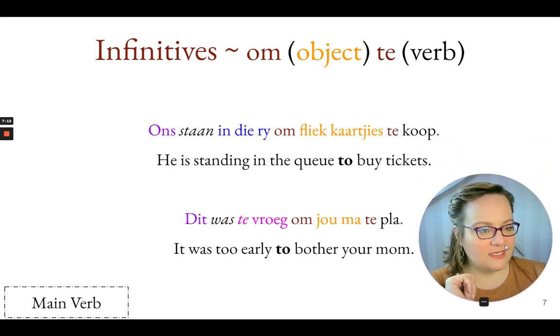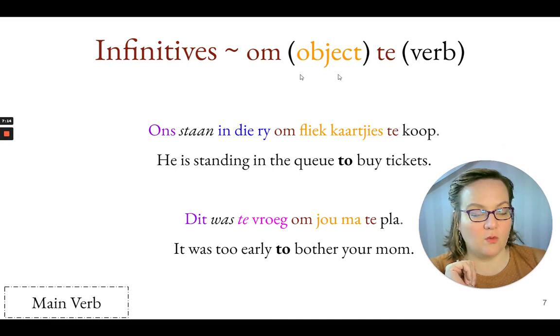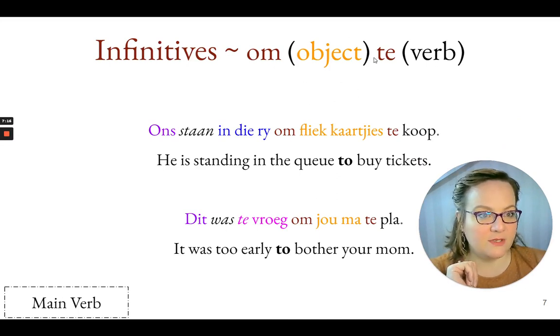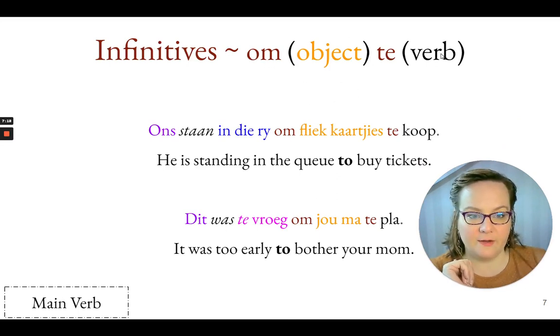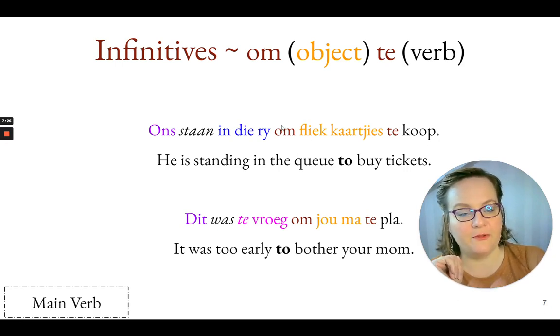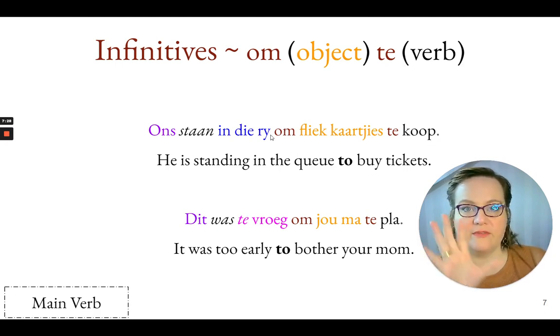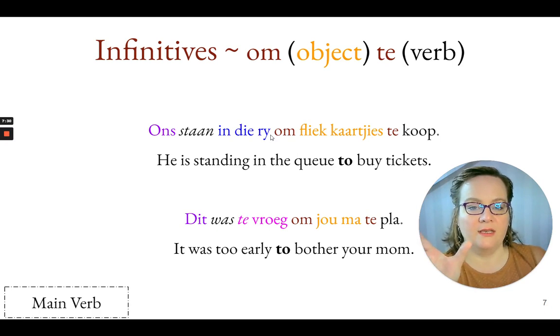Now let's look at this one where you have an object in between the om and the te, and the verb. Hy staan in die ry om fliekkaartjies te koop. So before this you have a stompie sentence already. Hy staan in die ry. He's standing in the queue. And then the reason, om fliekkaartjies te koop.